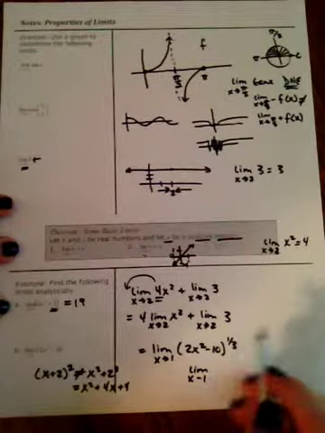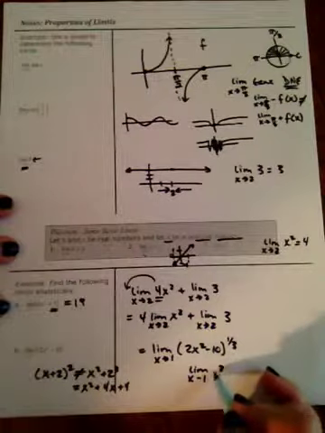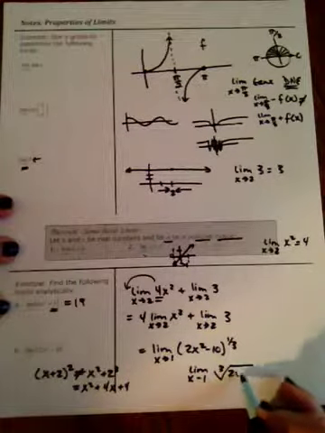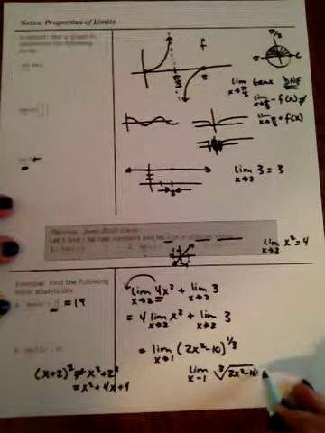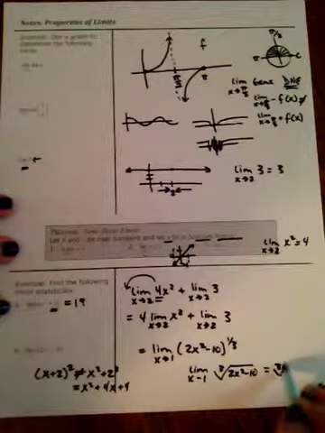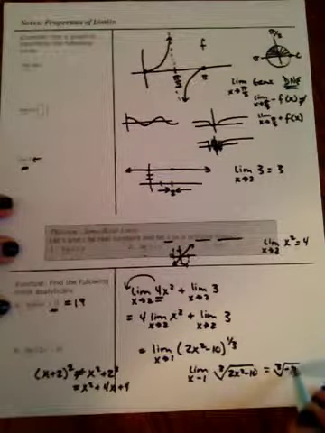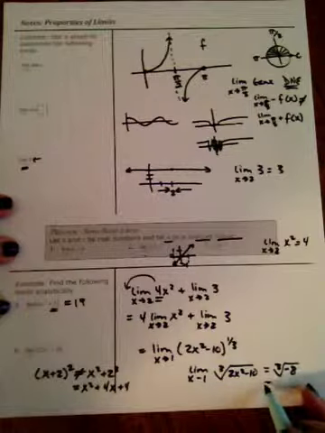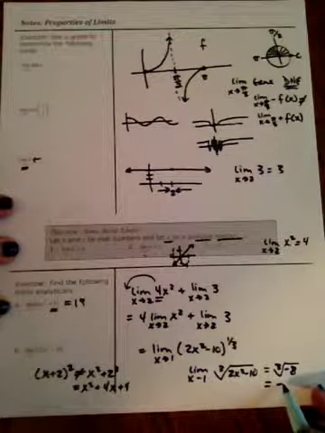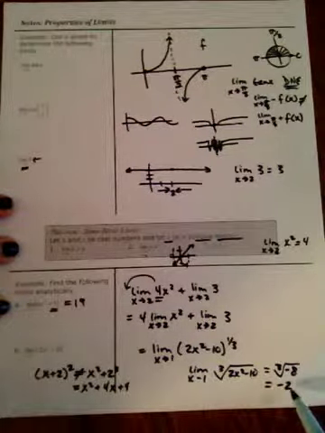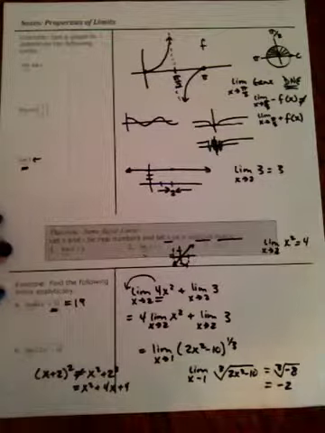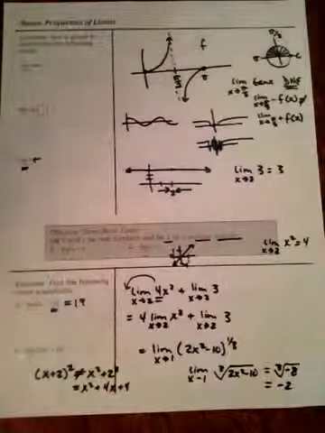I'm just going to rewrite it the original way, the cube root of -8, which is a perfectly fine answer. But you could also simplify it and say, we know the cube root of -8 is -2, because -2 times -2 times -2 is -8. And those are some basic properties of limits.